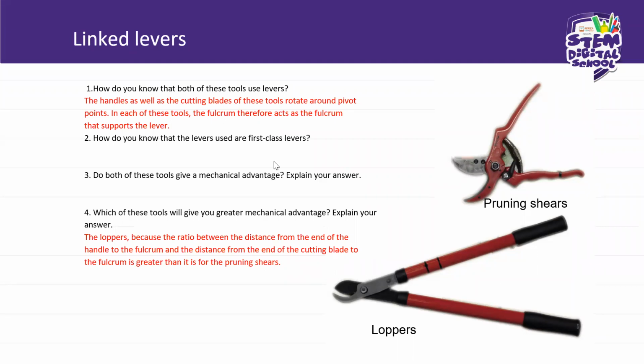There go your marks. The fulcrums are between the handles where the input force is applied and the cutting blades where the output force is exerted. Okay, your answer must show that you understand the levers. All right, you can identify different parts of a lever system. Okay, do both of these two give a mechanical advantage? Explain your answer.